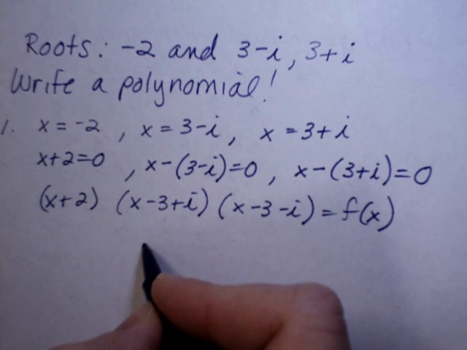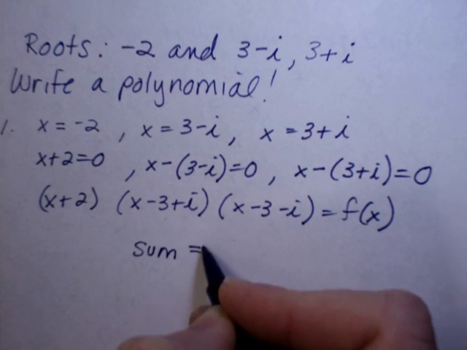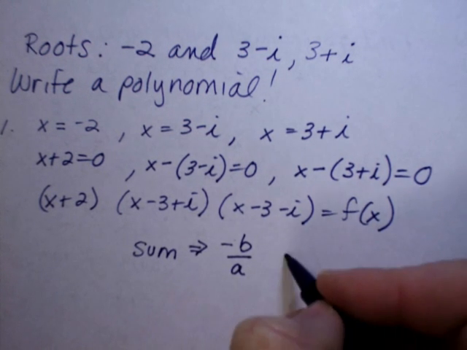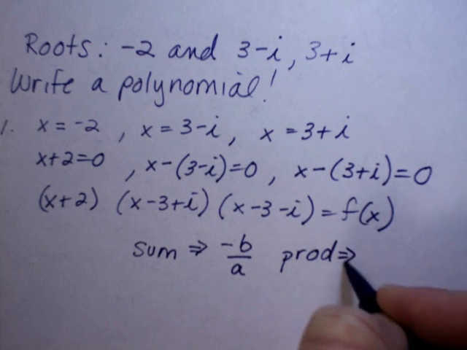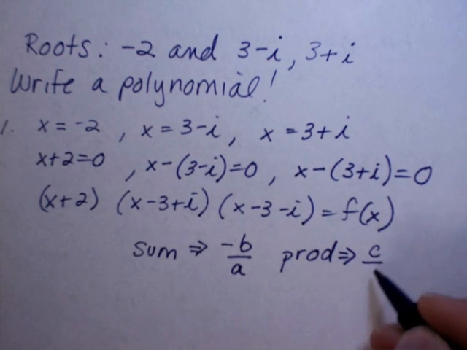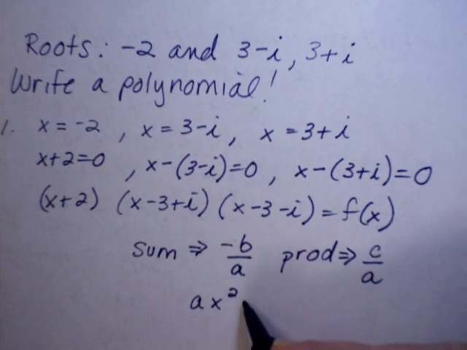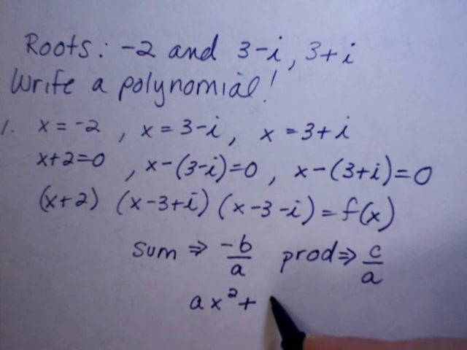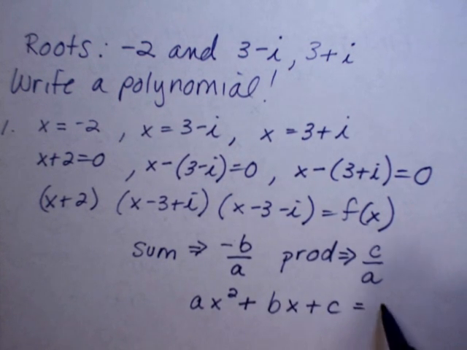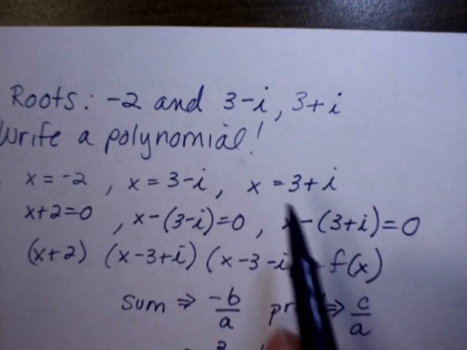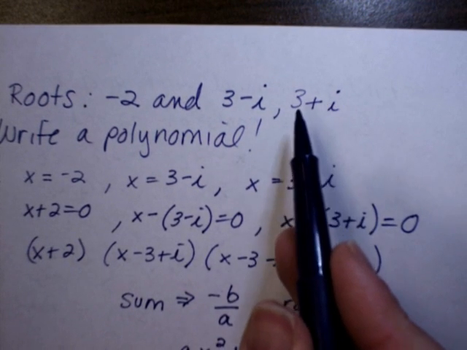So we're going to go back to our sum and product rules, which says that if you add two roots together, you will end up with the ratio of negative b over a. And the product rule, which says if you multiply two roots together, you will end up with the ratio of c over a. A, b, and c relate to our quadratic equation in standard form. So what we're doing is we are coming up with the numbers that fill in those coefficient places, a, b, and c. Okay, so I'm going to go back up to the original roots, 3 minus i and 3 plus i, and that's what I'm going to add together and multiply.